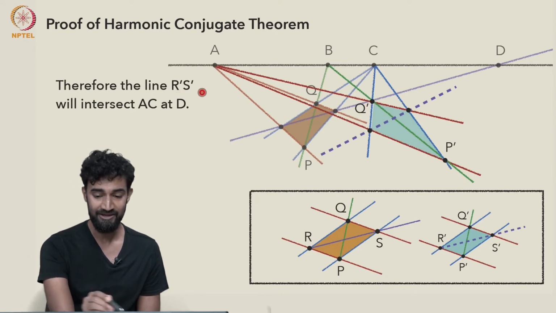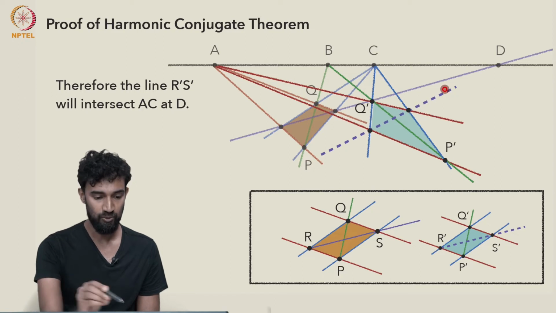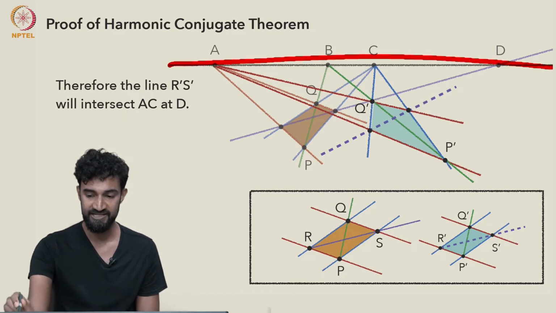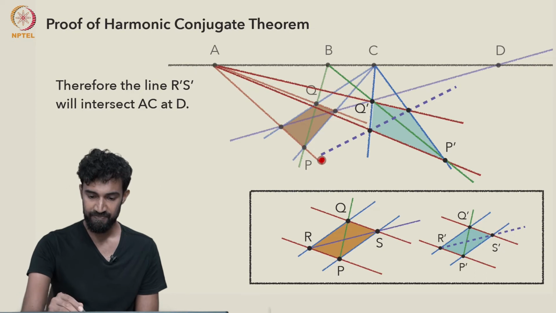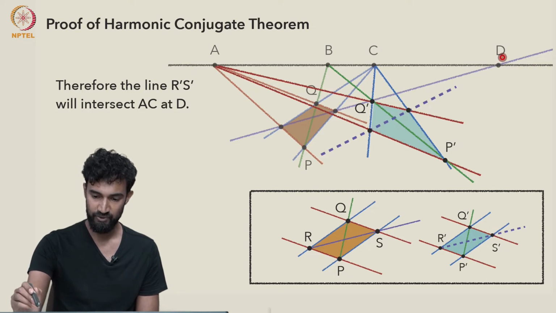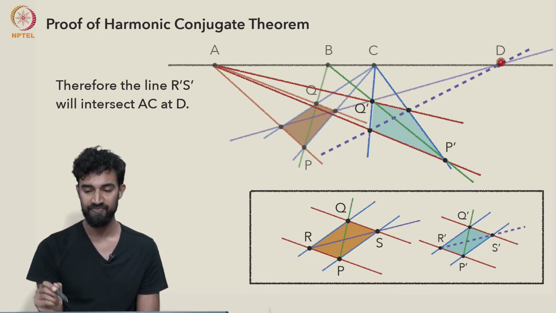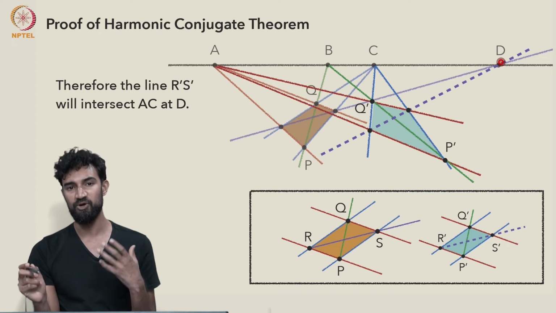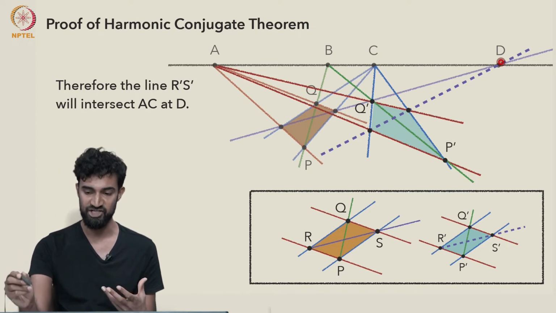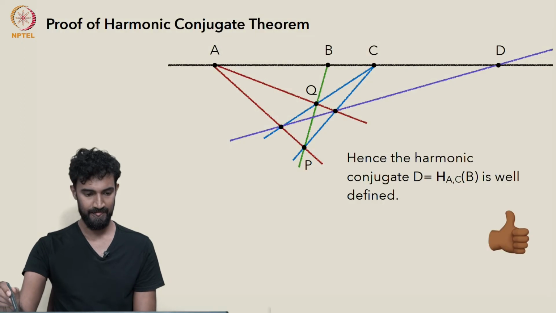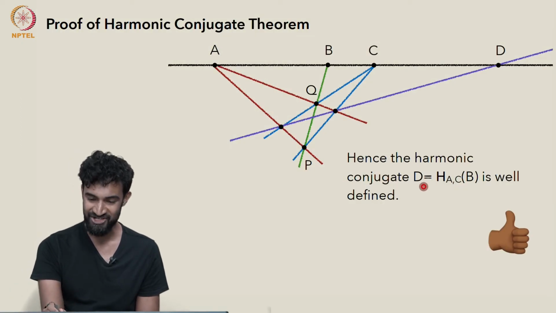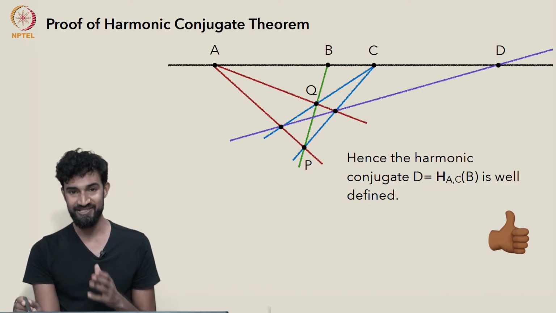Therefore, the line R prime S prime will intersect the line AC, our original line AC, at that same point D. It's going to intersect it there because this line and this line are parallel. They'll share, in this perspective view, a point, a vanishing point. Hence the harmonic conjugate D, which we denote H_AC of B, is indeed well defined.